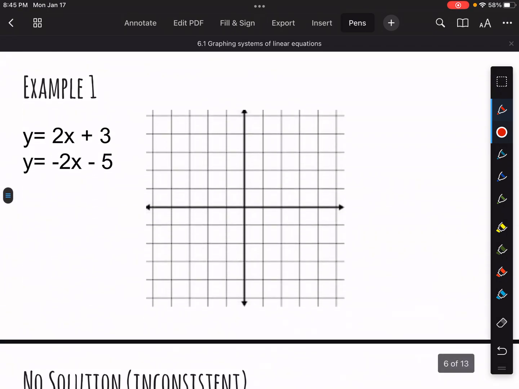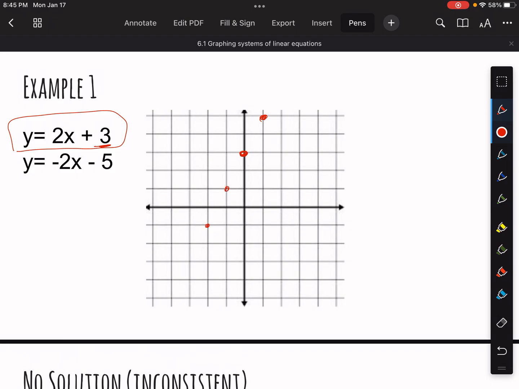So let's try out example 1. Here, it's in y equals mx plus b form, so maybe I'll just use that form. For my first equation, this is starting at positive 3, and it has a slope of 2. So from there, I'm going to be going up 2 over 1. And I can also go down 2, back 1.